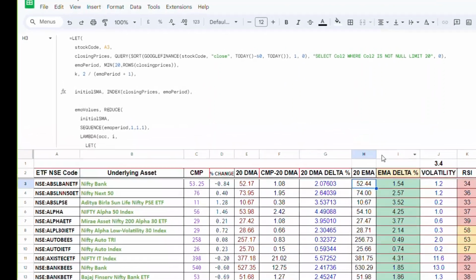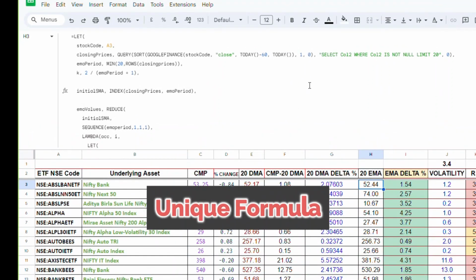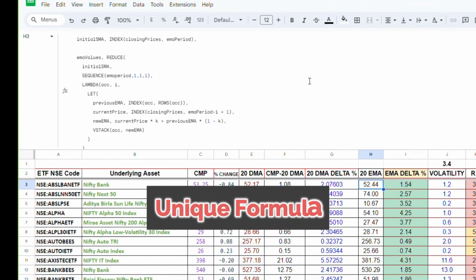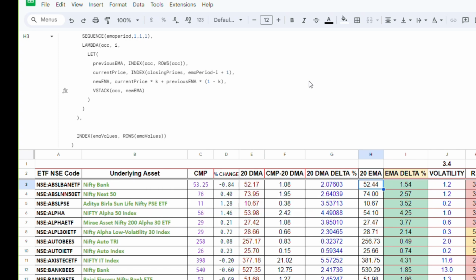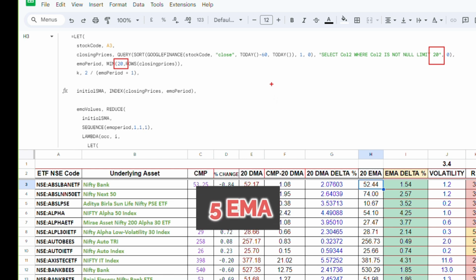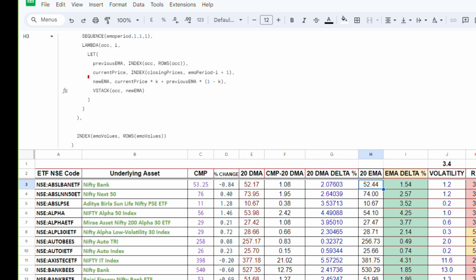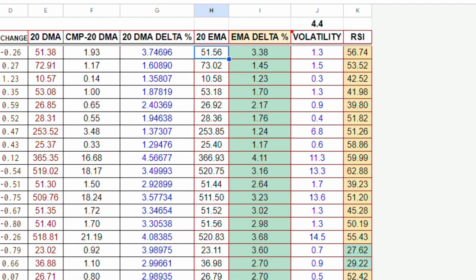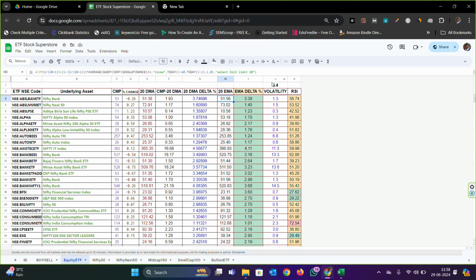I have developed a unique and powerful formula to calculate 20 EMA in Google Sheet. You will not see this formula anywhere, which provides accurate results in a single line. What's more, you can easily adapt it to calculate other EMAs, like the 10 EMA or 5 EMA, by simply changing the period. Next, we record the volatility of each ETF or stock.